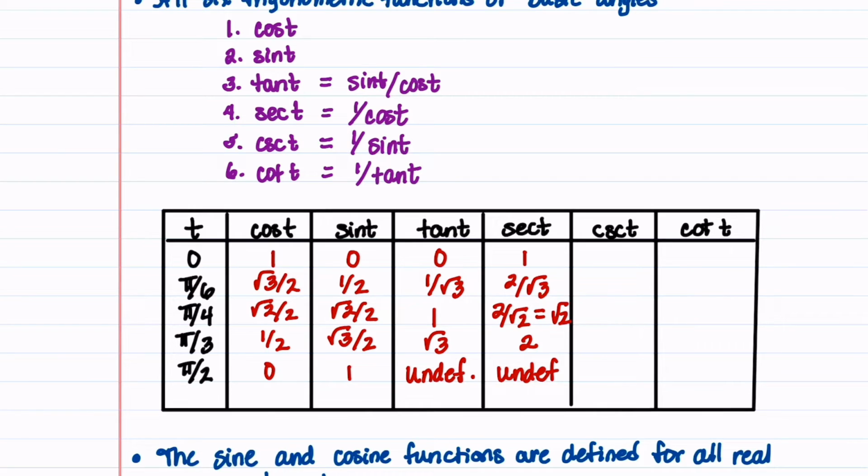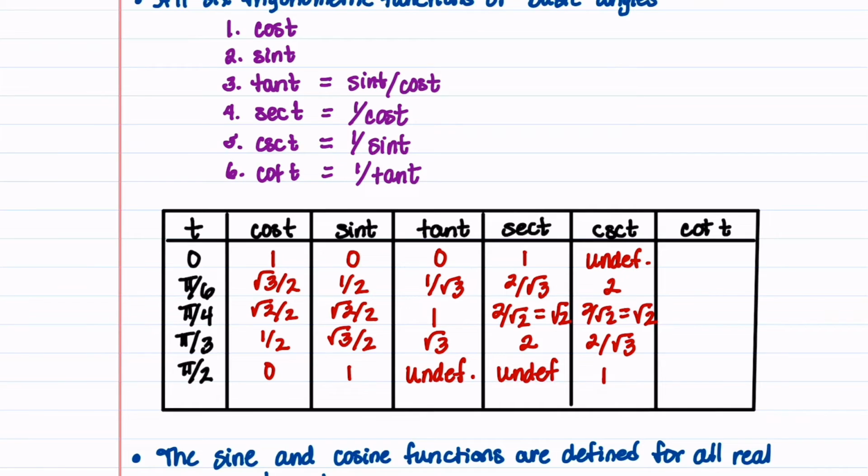Let's now find cosecant t. Cosecant is 1 over sine, so 1 divided by 0 is undefined. So we start out with undefined. Our next value is going to be inverting 1/2, so that'll give us 2. And then the next one, we invert root 2 over 2, so that gives us 2 over root 2, which is just root 2. We then invert root 3 over 2, so we'll get 2 over root 3. And then lastly, we invert 1, which just gives us 1.